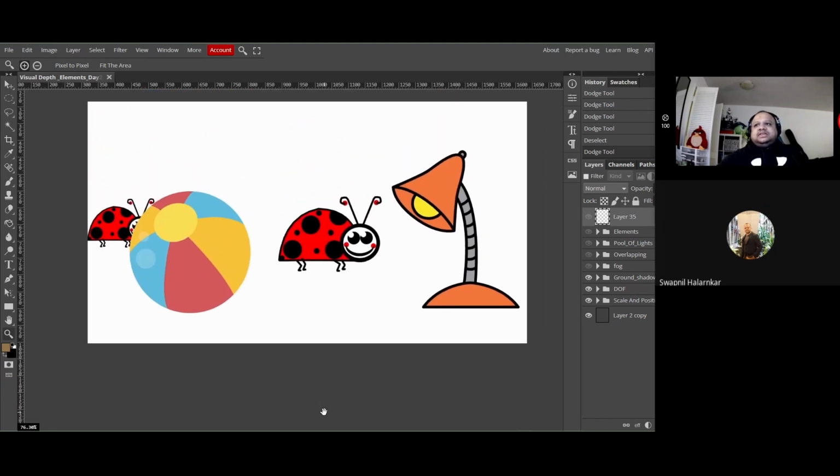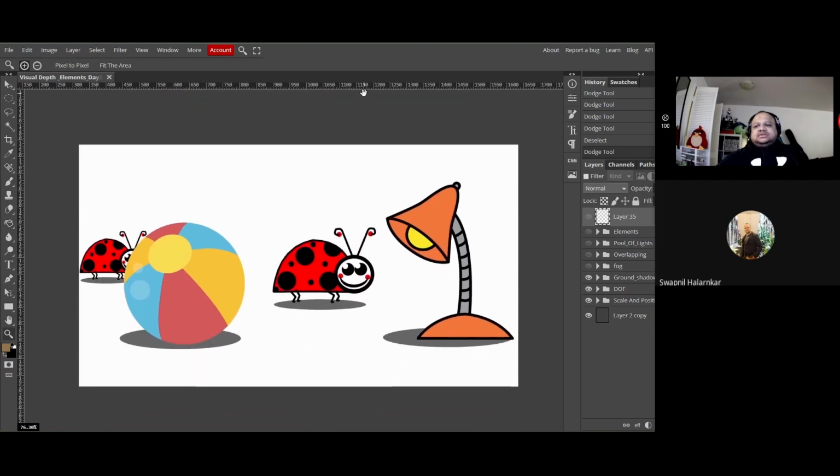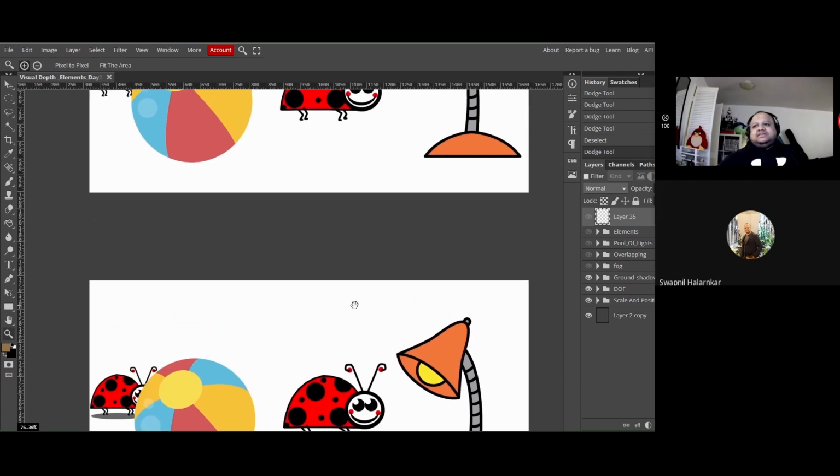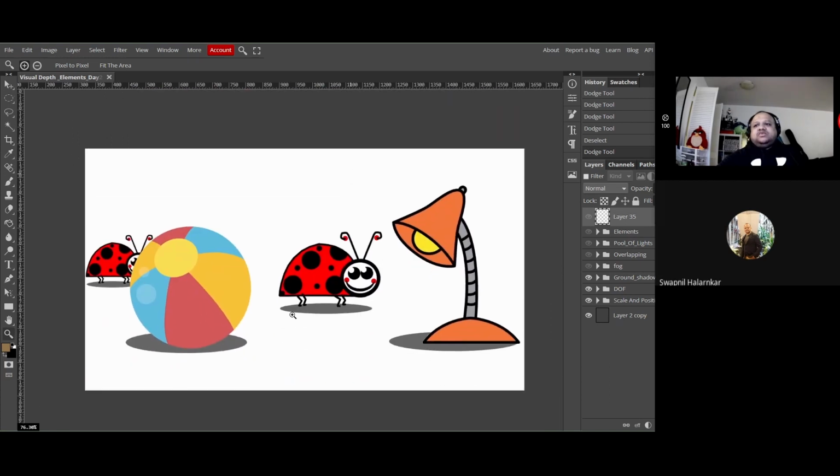So if you compare this image to this image, definitely you can feel that. So that's why when you are composing, don't compose something like this. Try to compose something like that. Try to have the ground shadows happening in your scene, where you can see the ground plane and the shadows being cast.